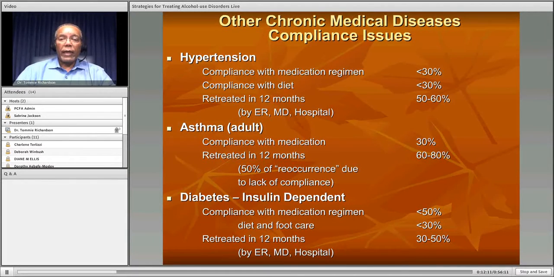And we take a look at insulin-dependent diabetes. The compliance with medication regimen is less than 50%. Diet and foot care is less than 30%. Retreated in 12 months by either the ER, hospital admission, or primary care physicians totals about 30 to 50%.